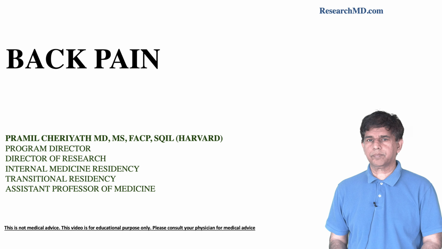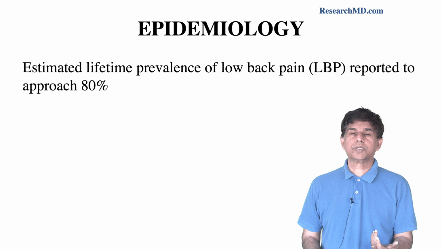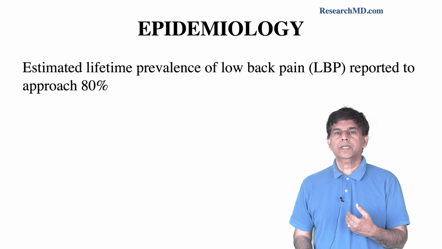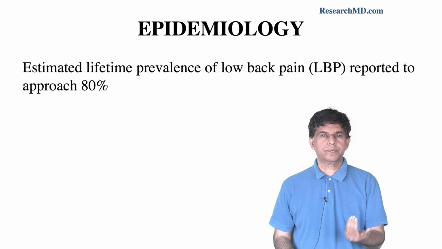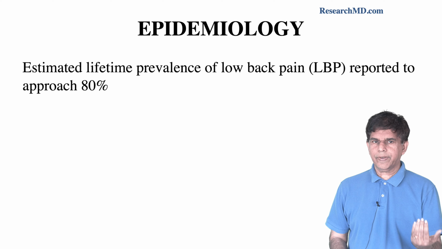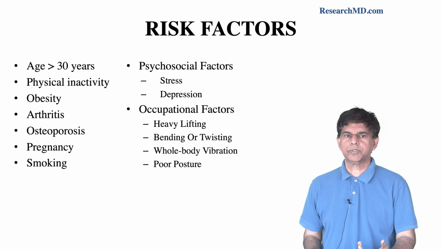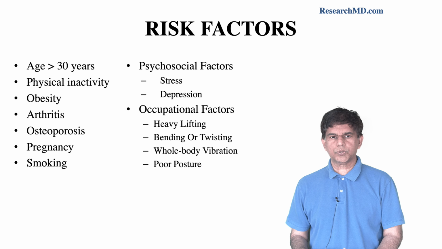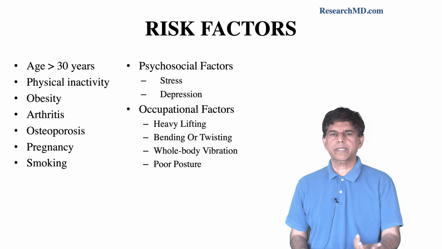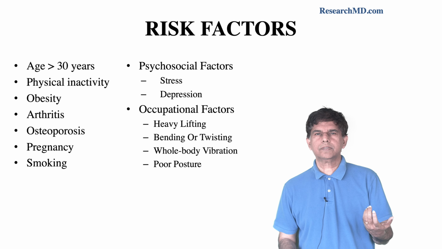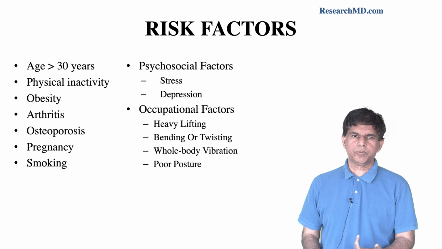If you look at back pain, it's a very common diagnosis, with a lifetime prevalence reported to be close to 80%. It's one of the most common complaints; patients usually go to the doctor's office or come to the emergency room. Risk factors: age greater than 30 years, physical inactivity, obesity, arthritis, osteoporosis, pregnancy, smoking. You've got psychosocial factors like stress and depression. Of course, there are occupational factors: heavy lifting, bending, twisting, whole body vibration, like a long distance truck driver, and poor posture, of course.